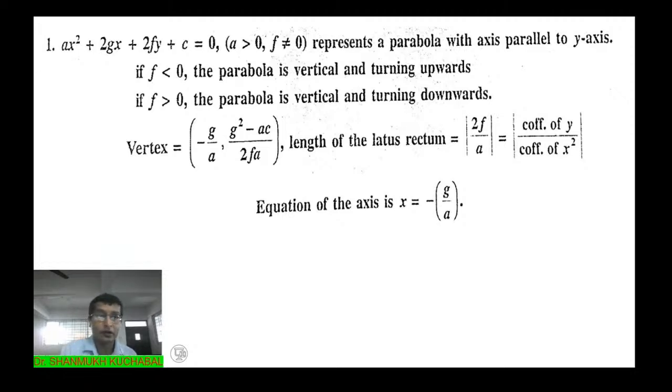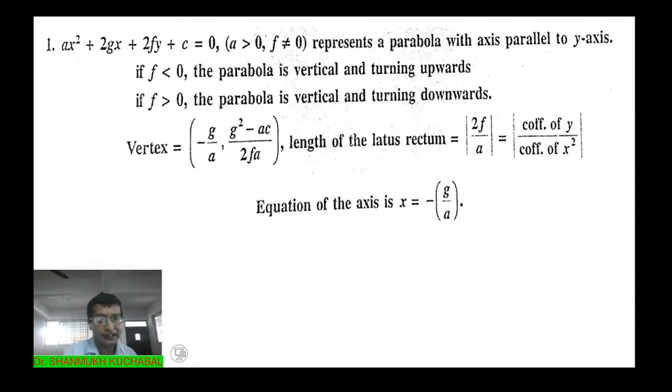Now we will study some important notes which are helpful in solving parabola examples. First note: ax square plus 2gx plus 2fy plus c equal to 0, where a is greater than 0 and f not equal to 0, represents a parabola with the axis parallel to the y-axis. If f is less than 0, the parabola is vertical and turning upwards. If f is greater than 0, the parabola is vertical and turning downward.